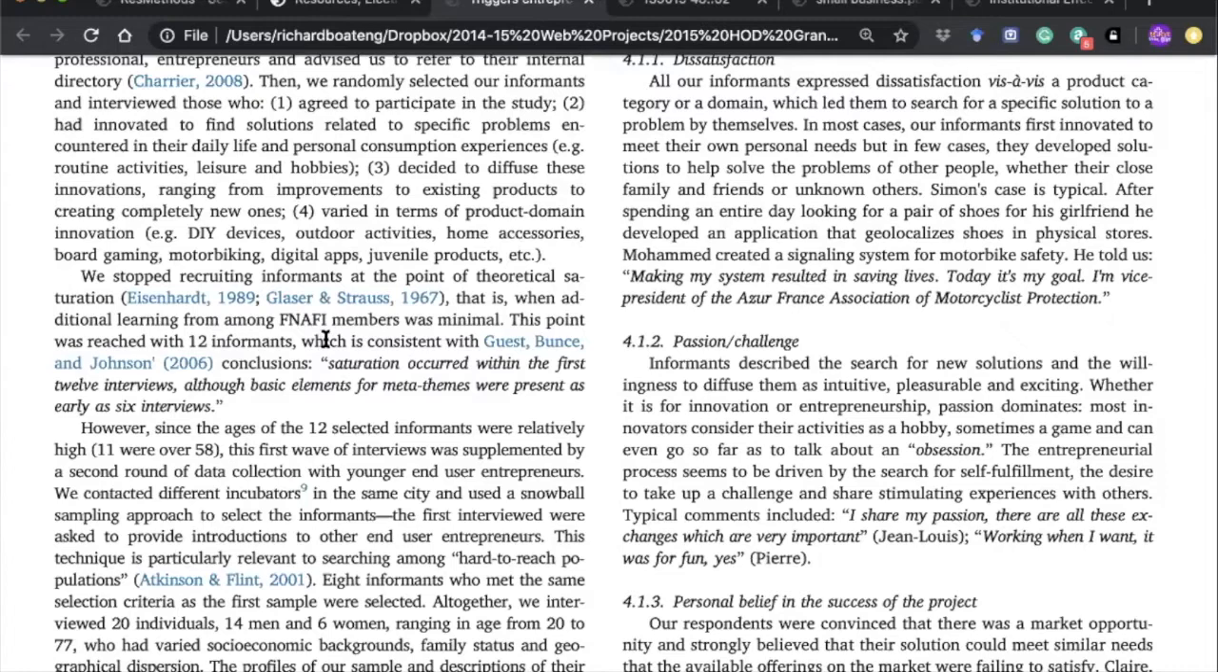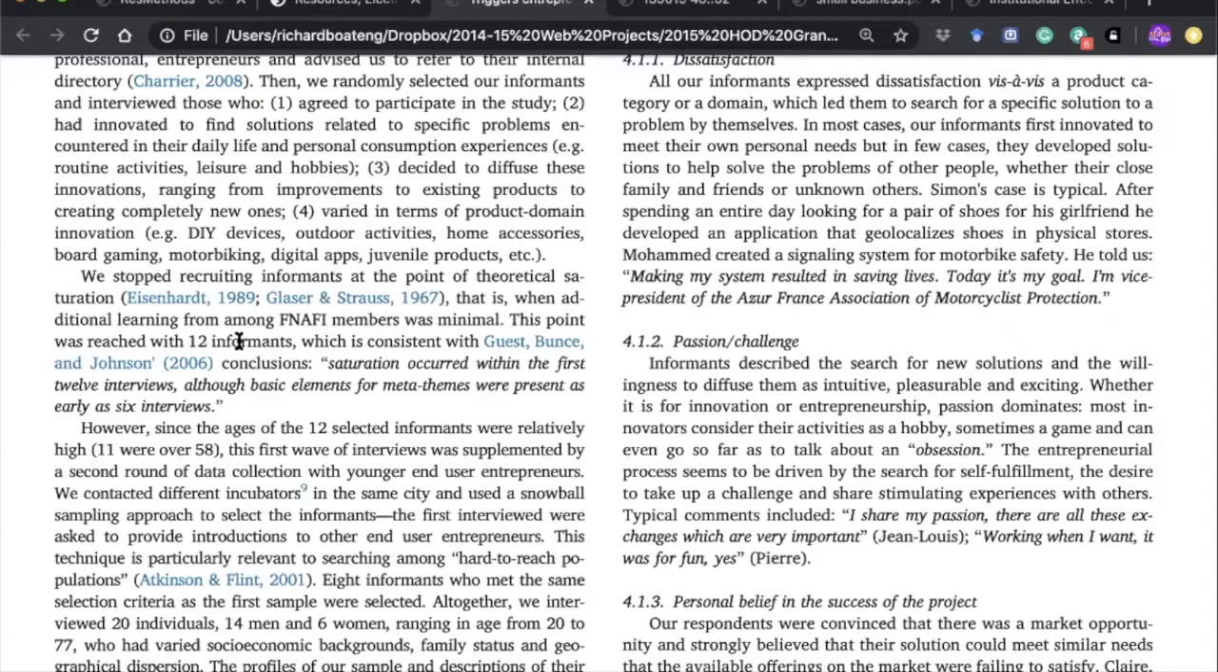So theoretical saturation occurs when any new data you collect is minimally different from what you had already heard from those you were collecting data from. This point was reached with 12 informants. So even after just talking to 12 people, you had reached data saturation. This is one point that some students tend to ask: Prof, at what time do I stop collecting data in qualitative research? It's when you get to theoretical saturation.